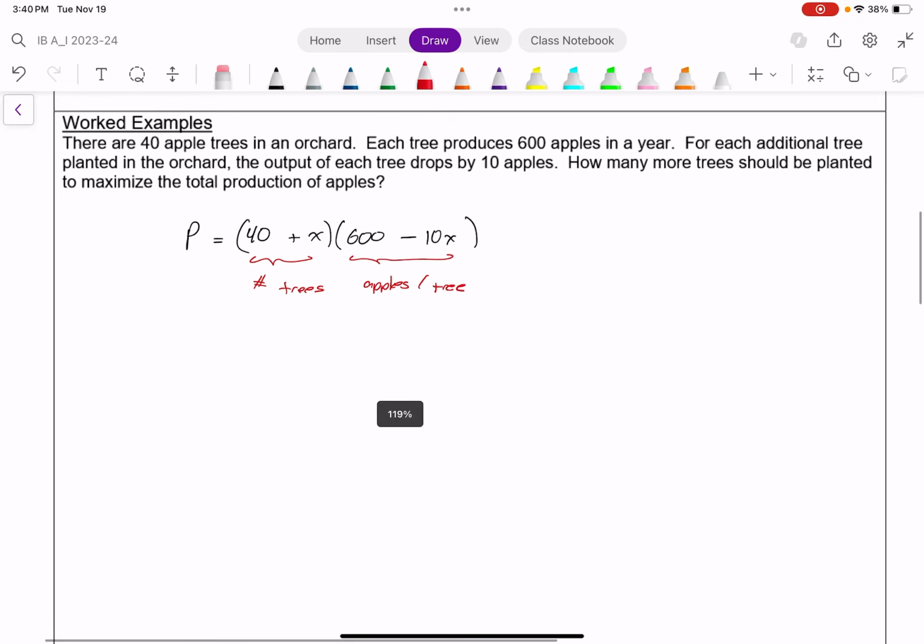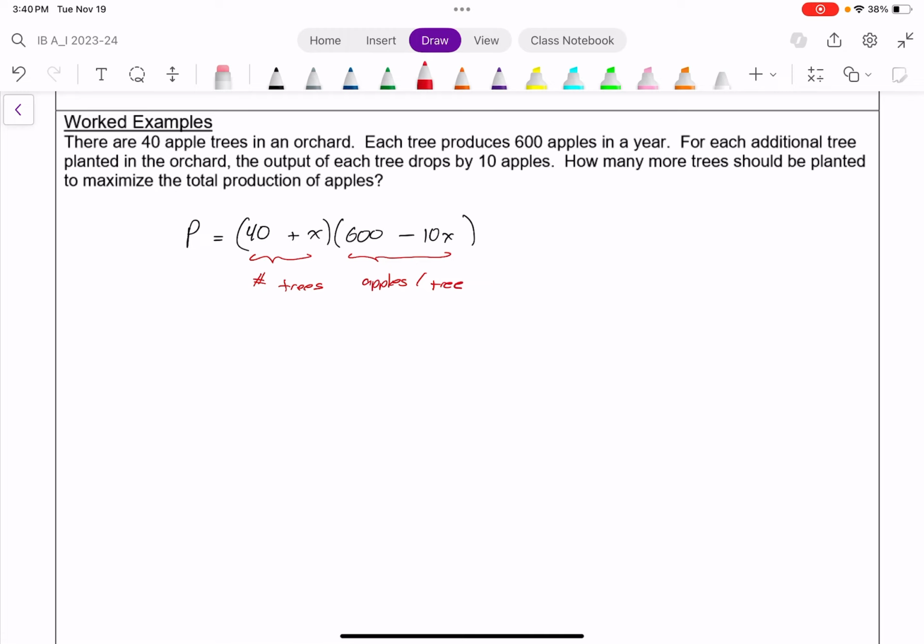Now, one option, if the wording of this question doesn't state anything about derivatives, we could just graph this, and I will get to that. However, quite often on assessments, on tests, they'll break it down, and at some point we need to think about the derivative. So let me first just expand and simplify this. If I multiply this out, I get 24,000 minus 400x plus 600x minus 10x squared. Just distributing everything out and collecting like terms, I get 24,000 plus 200x minus 10x squared. So I have a quadratic function, and that is my function of how many apples I produce, where x is the number of trees we're planting.